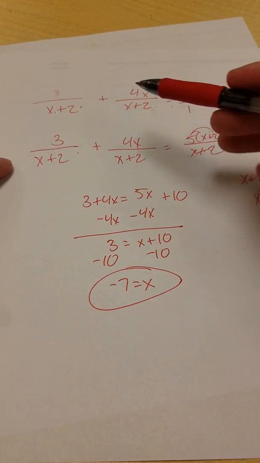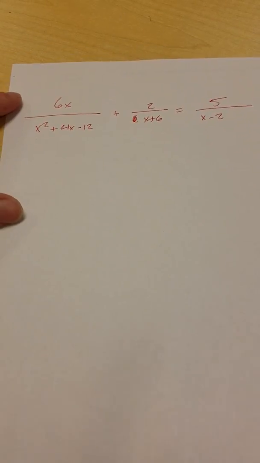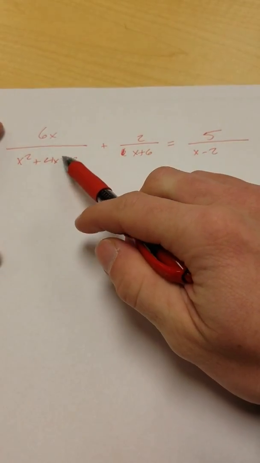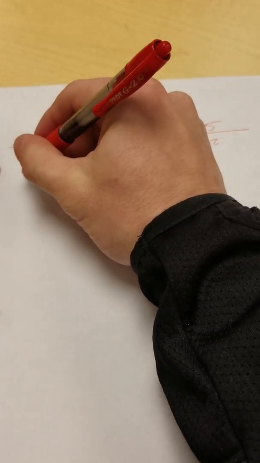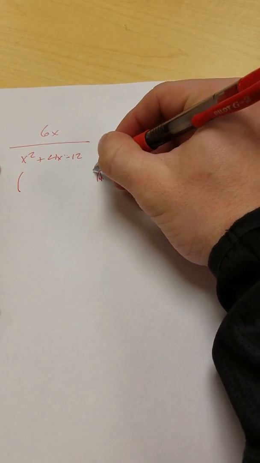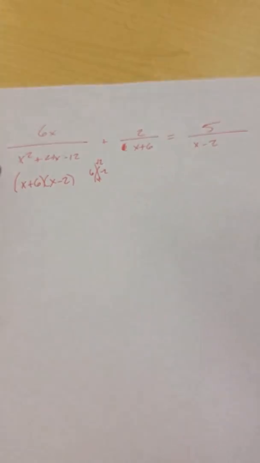All right? So that's how we do it when we just have a binomial in the bottom. Not very much more complicated, but let's look at a problem like this. We have a trinomial over here. Well, basically, when you factor that trinomial, you're going to end up with that being the common denominator. So we factor this, multiplies to give negative 12, adds to give 4, and you end up with 6 and negative 2. Okay? So when you factor this, you get x plus 6, x minus 2.